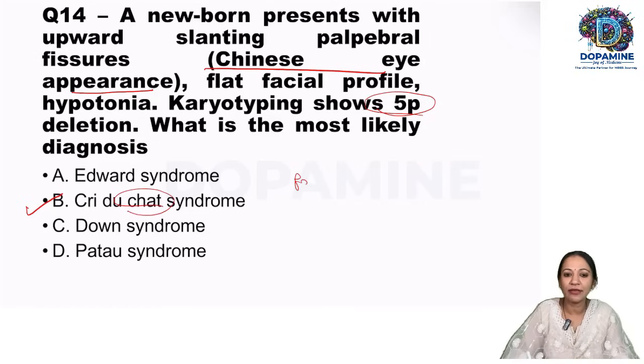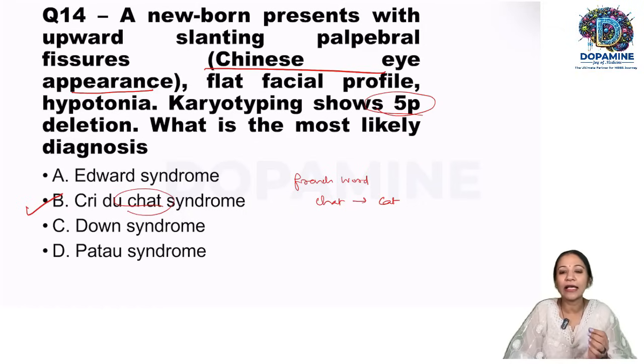Chat is basically a French word. Chat means cat. So cri means the sound, isn't it? So, call like a cat. Whenever the child is crying, the child will cry like a cat, as though a cat is producing some sound. That is a classic sound which we hear in Cri-du-Chat syndrome because of deletion of 5p. So that's why the terminology, call of a cat, Cri-du-Chat syndrome.